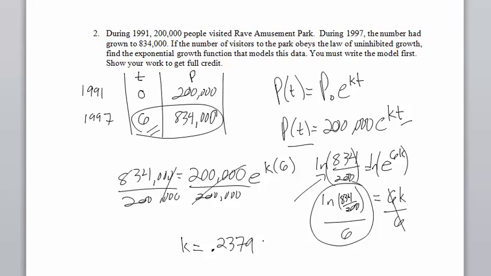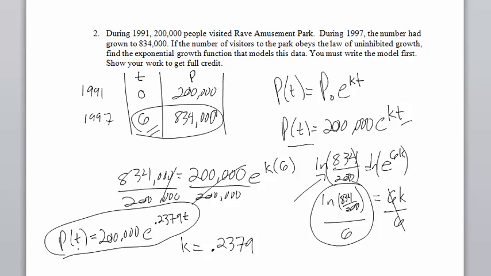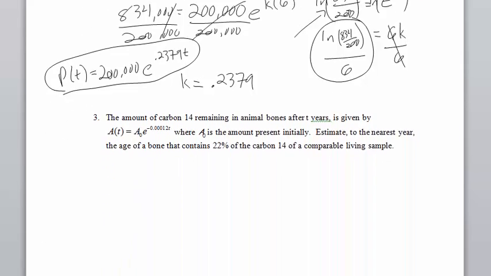Okay, and then finally to answer the question, I'll have to write P of t equals, and then the initial value, which is still 200,000, e to the 0.2379 variable t. So let me circle that since I ran out of room. That's the answer. That is the model that represents the data. If you graph that function, it'll go through the two given points, and it'll also give you all the other points that represent input time, output, number of people at the park. Okay, let's do one more of those.